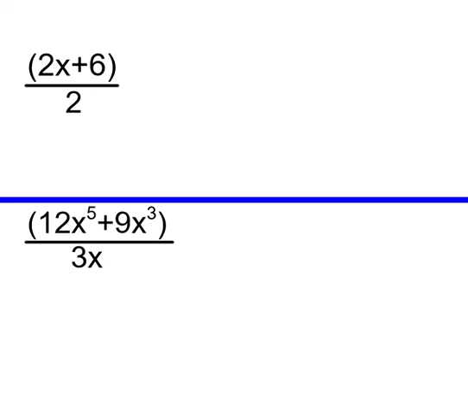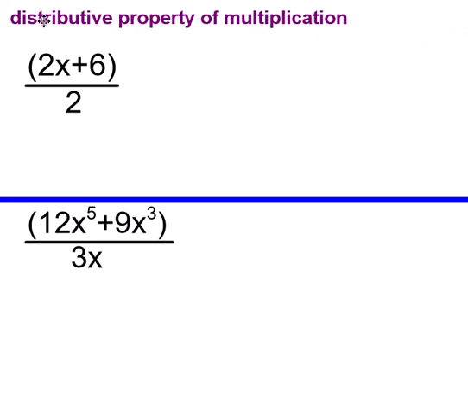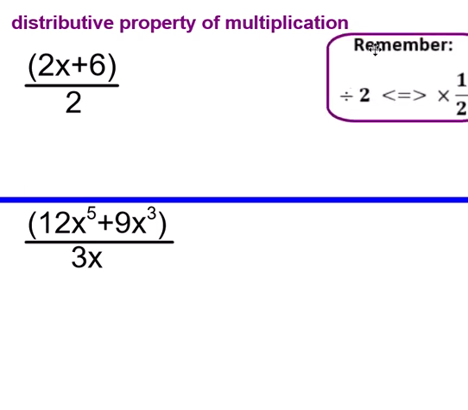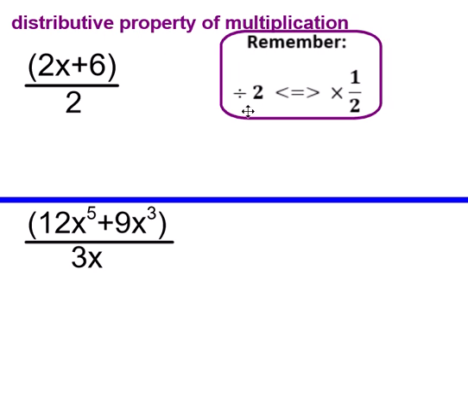Today we're going to divide a binomial by a monomial. We're going to do that by using the distributive property of multiplication, much like we did in multiplying polynomials. We can do that if we remember that dividing by 2 is exactly the same as multiplying by 1/2, which is why we like to use this fractional representation for division, because it is so closely related to the multiplication that allows us to do the distributive property.